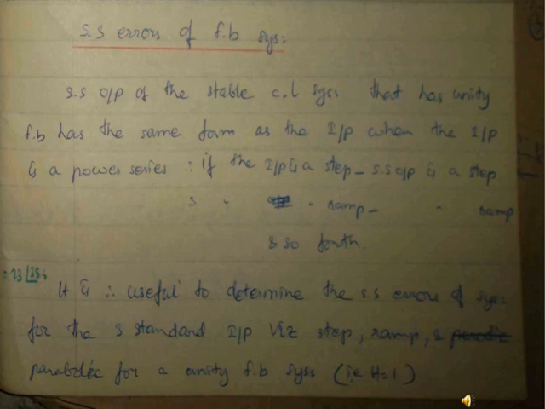It is useful to determine the steady state error of the system for the standard inputs: the step, ramp, and parabolic function, and then for the unity feedback system. In this case we compare the input and output. Input steady state, output steady state. We compare input step, output step. We compare input ramp, output ramp. By comparing, we can also determine the error. So then we use the steady state error of the feedback system.